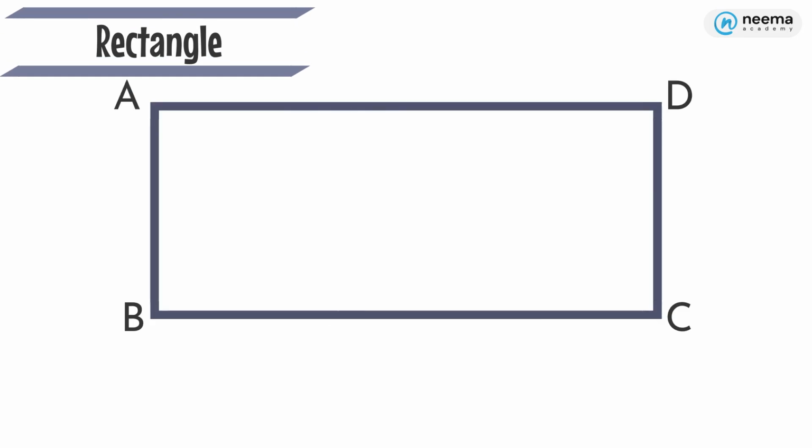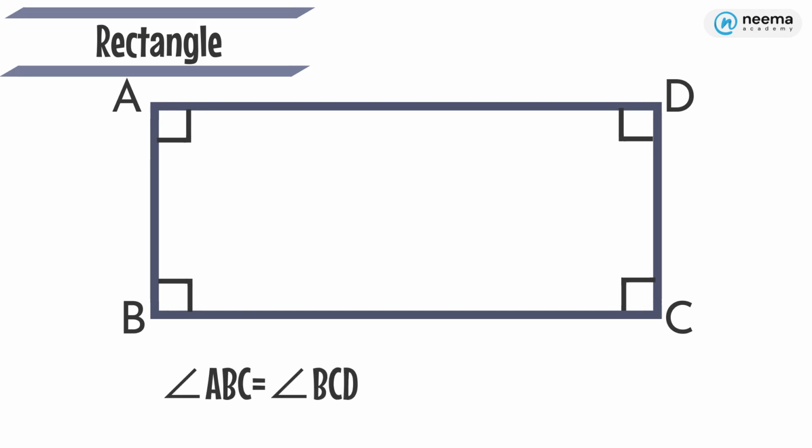Then comes rectangle. In a rectangle, all the angles are 90 degrees. Here, angles ABC, BCD, CDA, DAB all equal 90 degrees.